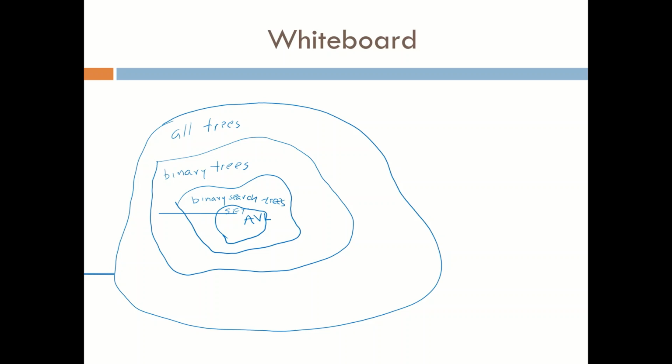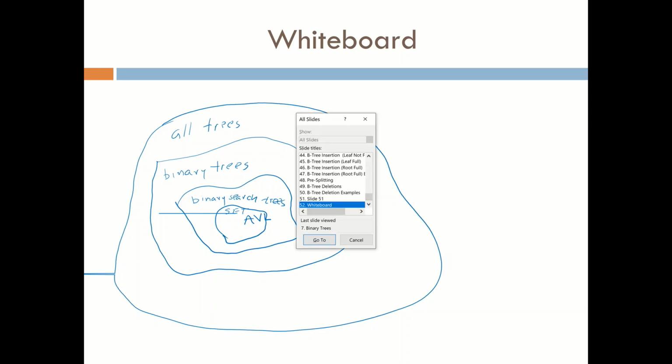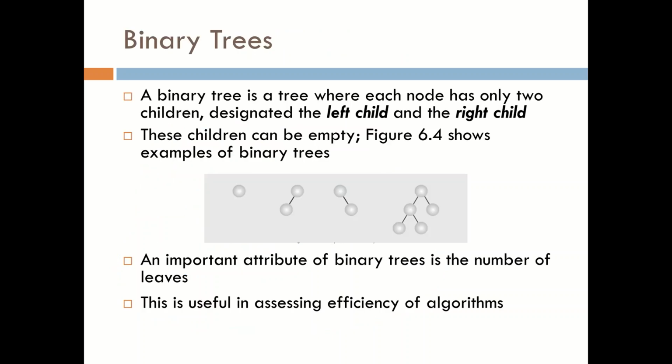Okay, so we'll take a look at these. And right now we're talking about that second circle, the binary tree. Okay, so let's see, what else can we say about this slide? Right, so we talked about the left and the right child. So a binary tree is one where each node has at most two children.